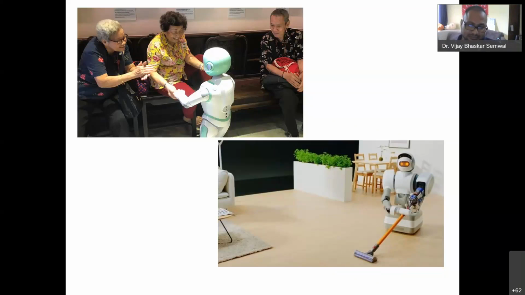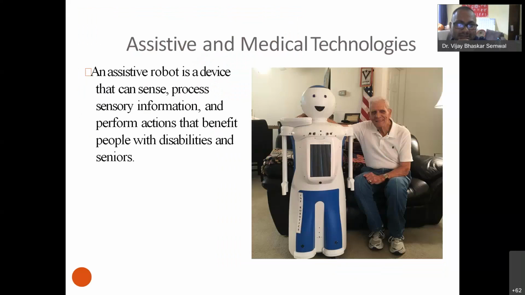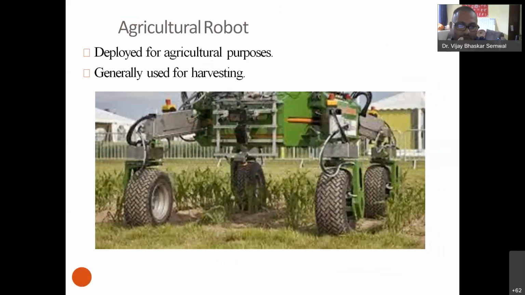Other things, the robot is cleaning, they have a wiper. They are doing it autonomously. They are seeing, finding objects, they are turning. So the entire room they are cleaning in the hotel and other places. Then agriculture robot, I'm coming.